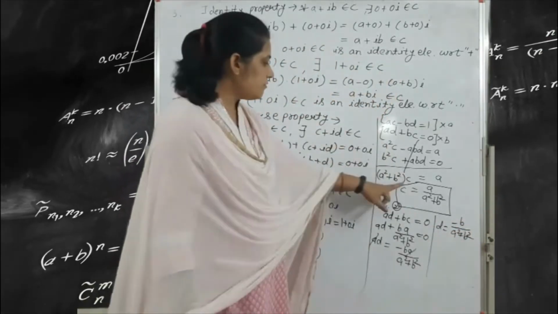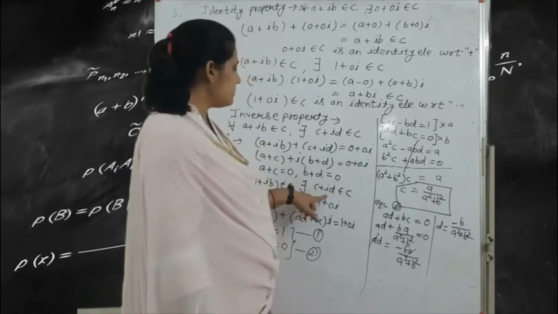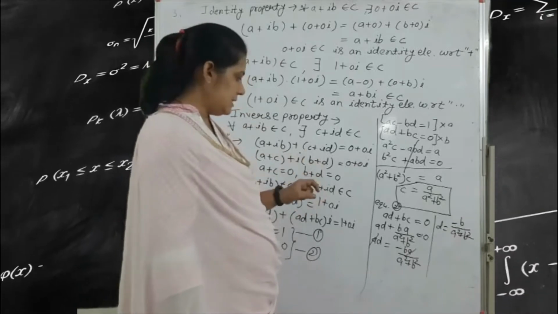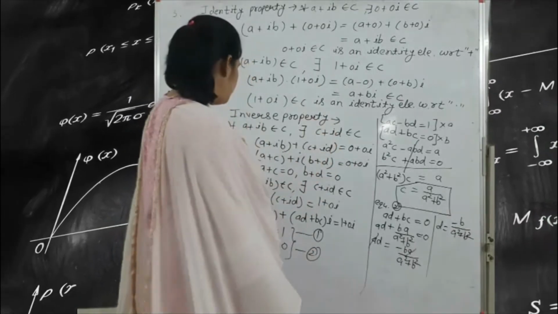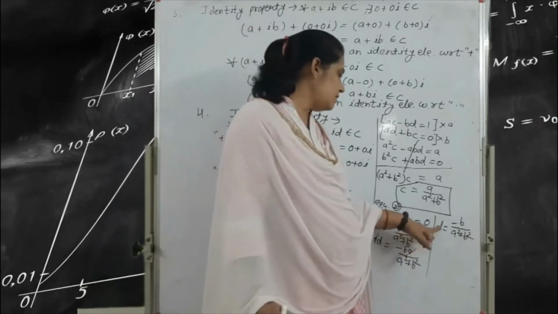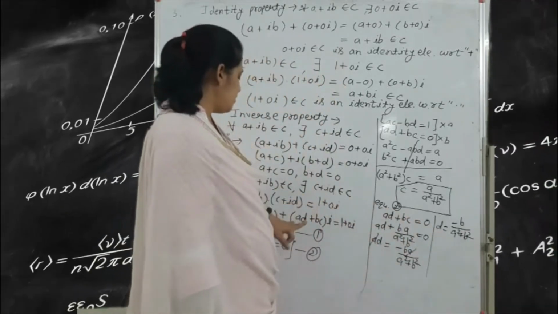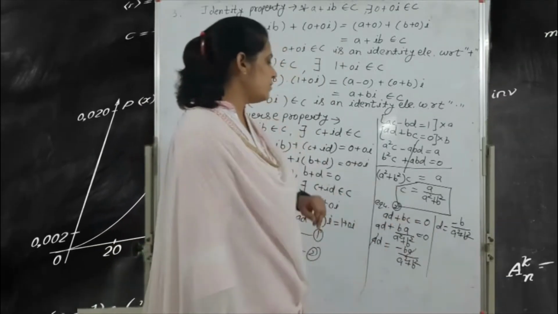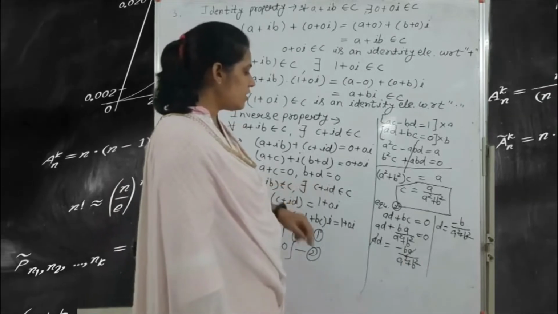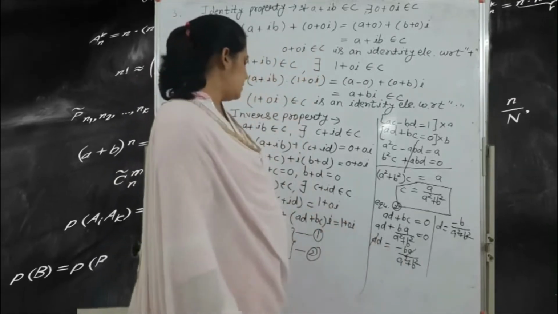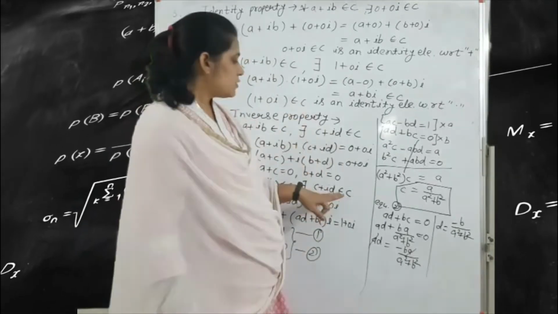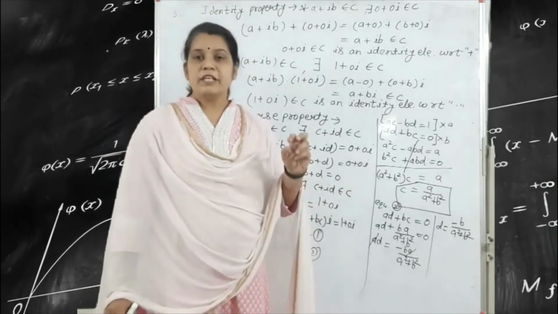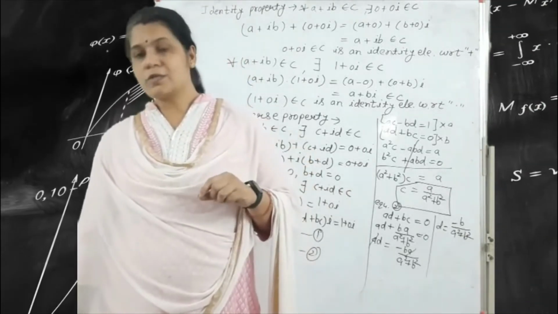Okay. So you put the value of C and D in C plus iD. So C plus iD is the inverse of A plus iB. That means you put here the value of C and D. The value of C is A upon A square plus B square, and the value of D is minus B upon A square plus B square. So this is the inverse of A plus iB. So the inverse property is also satisfied.